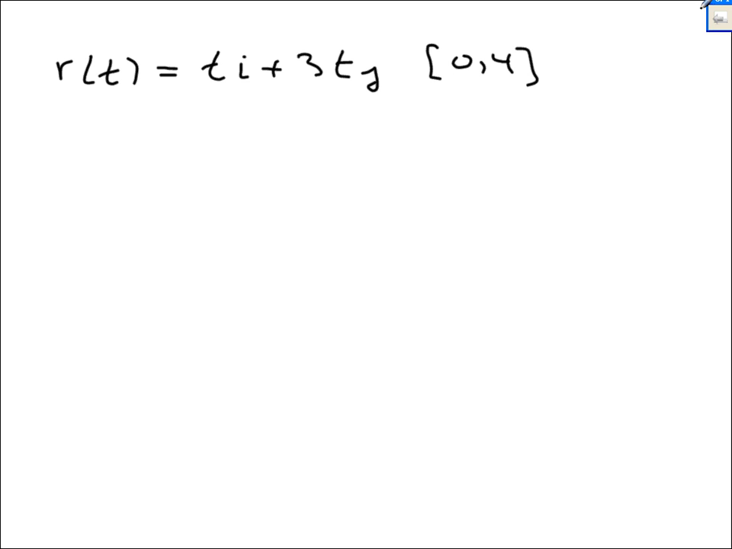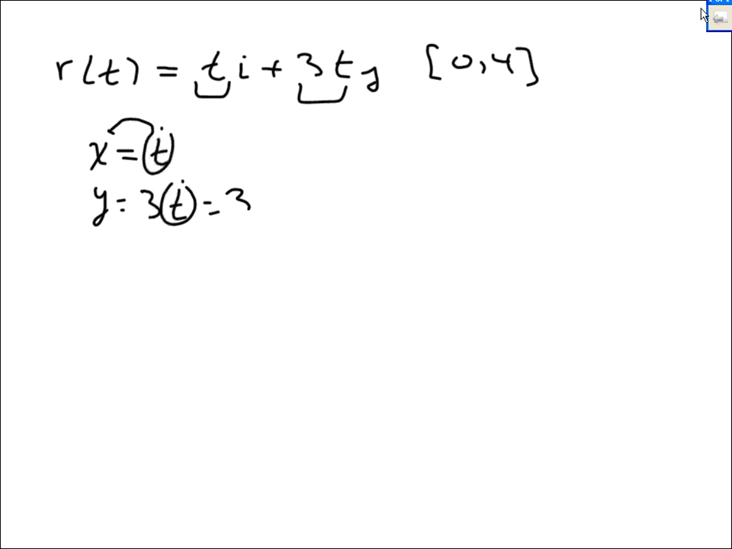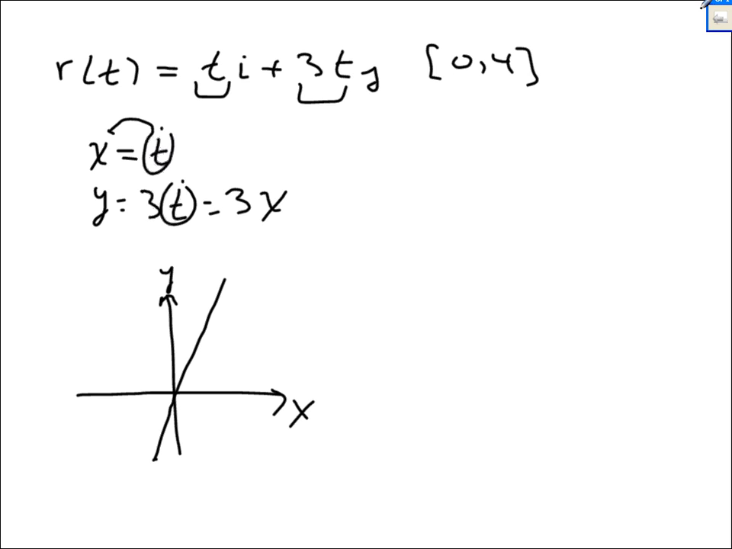So let's sketch it. Remember, that's x of t. That is, x is t, and y is 3 times t. But t can be replaced with x, so y is equal to 3x. And we know what y equals 3x looks like. It's this line right here. It crosses the origin. It has a slope more than 1.